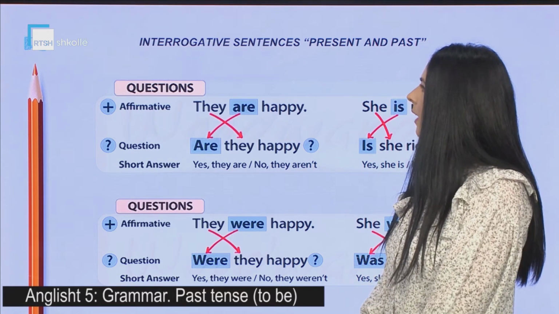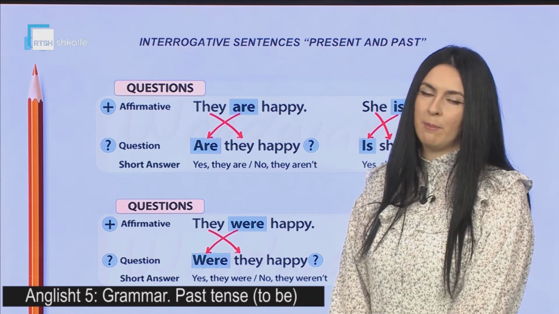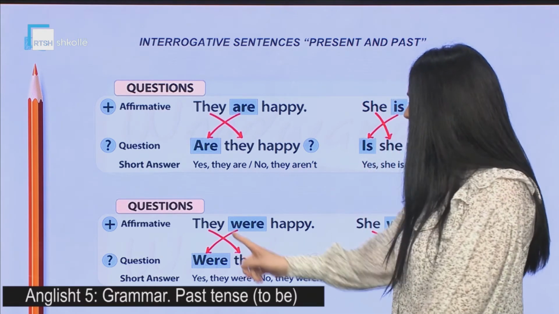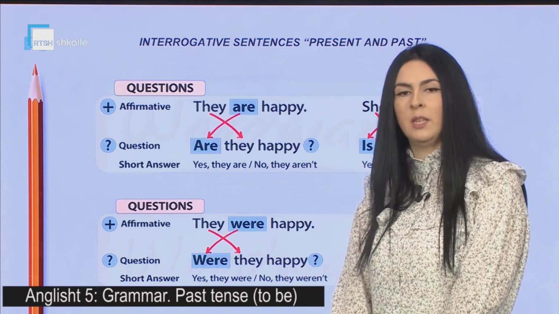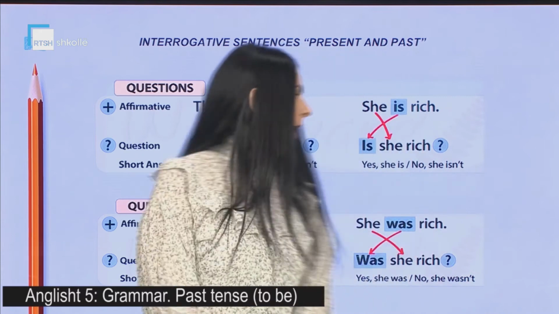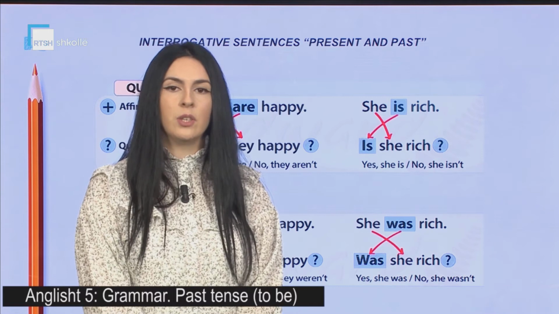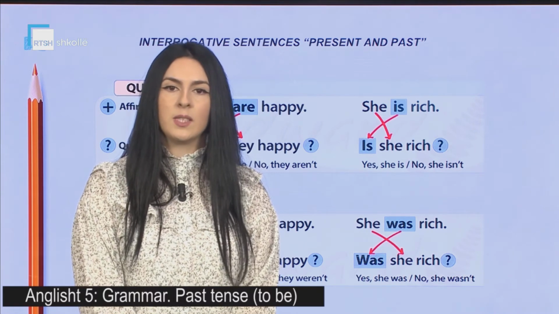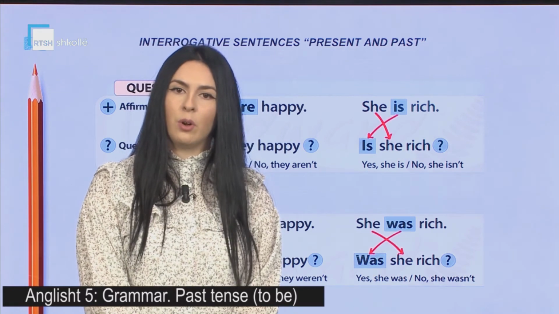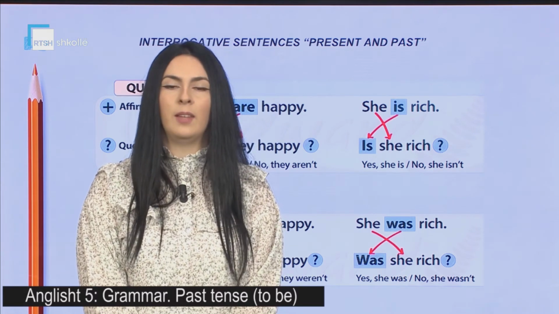When we want to make a question in past simple tense, we follow the same steps. We put the verb before the subject pronouns. So, they were happy is the positive sentence. Becomes, were they happy? And she was rich becomes, was she rich? So, in this case, we successfully changed the sentence from positive to interrogative by changing the places, both in present simple and in past simple tense.